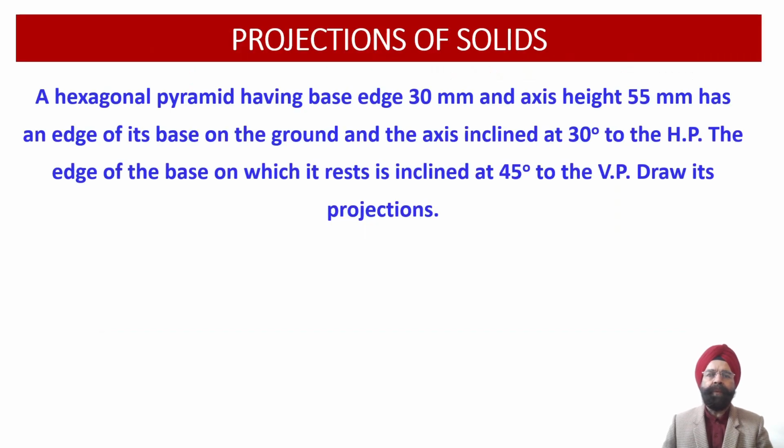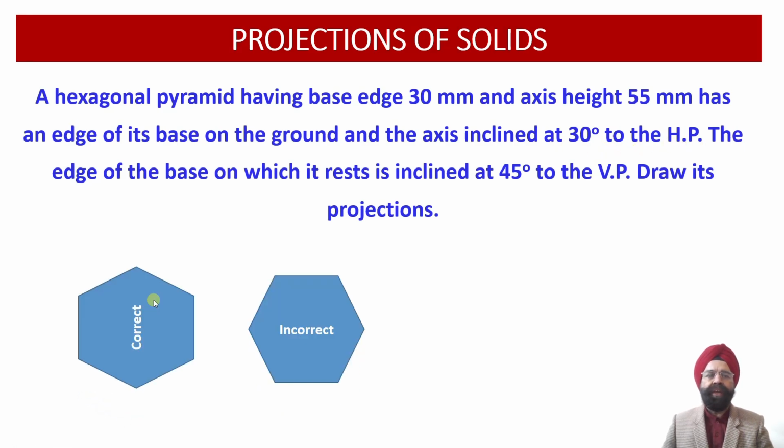Now here we have been provided with an oblique hexagonal pyramid having an edge of the base equal to 30 millimeter, and the axis height has been provided to us as 55 millimeter. Now this hexagonal pyramid is resting on one of the edges of its base onto the ground, while the axis is inclined at an angle of 30 degree to the horizontal plane.